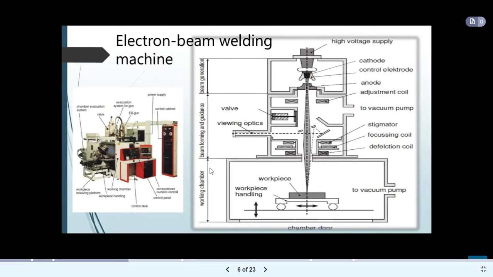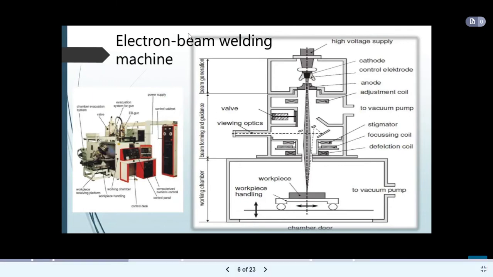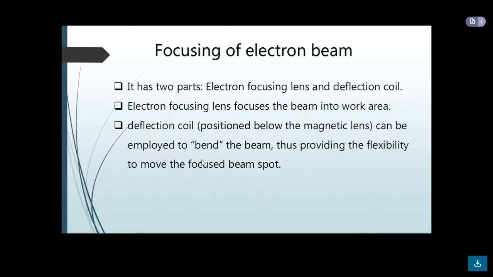The overall process will be divided into three parts. The first one is the beam generation, the second region is the beam forming and guidance, and the third chamber is the working chamber.